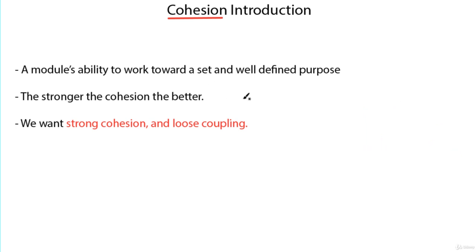Now, these two, like I said, they work against each other. You can have a really, really strong, cohesive set of modules that are very, very tightly coupled. And you can have a very, very loosely coupled set of modules that is very, very weak in cohesion.